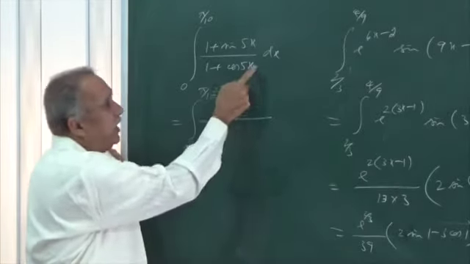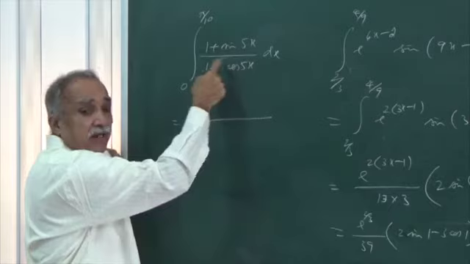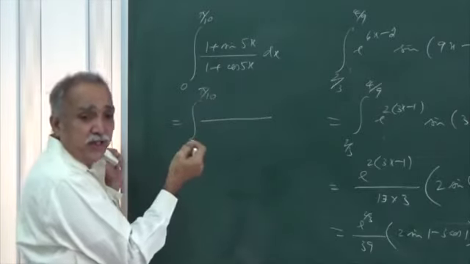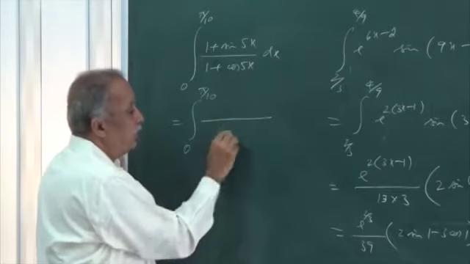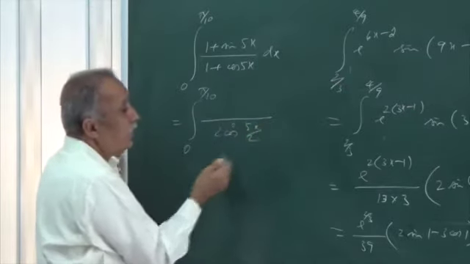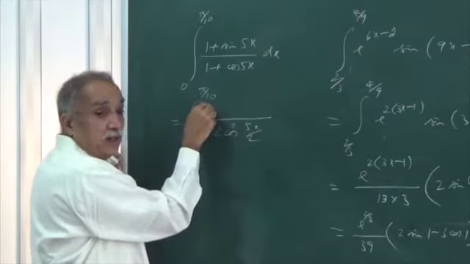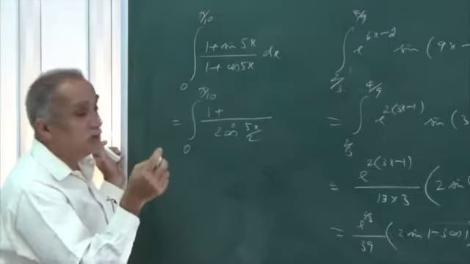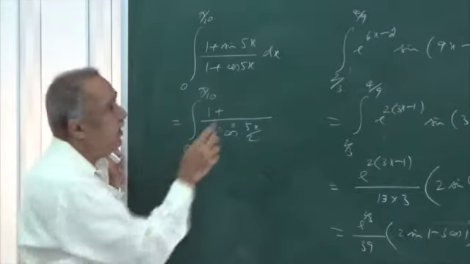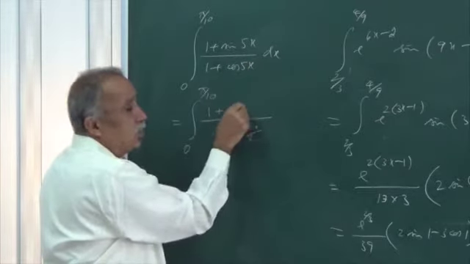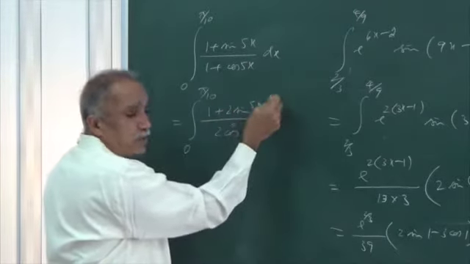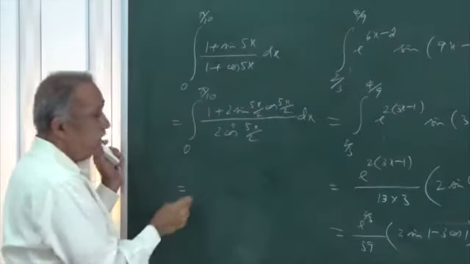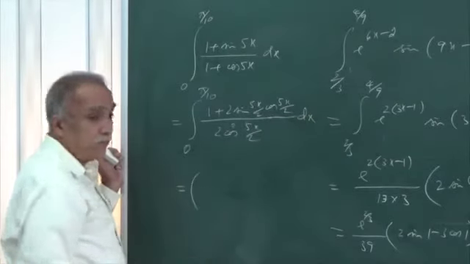Instead of multiplying directly as it is, you apply a half angle formula for this. What will it be? 1 plus cos theta is well known to you as 2 cos square theta by 2. In numerator, I leave this 1 as it is. No need to write it as sin square 5x by 2 plus cos square 5x by 2. Leave it like that only. Write this only as 2 sin 5x by 2 cos 5x by 2. Now each term becomes directly integrable.